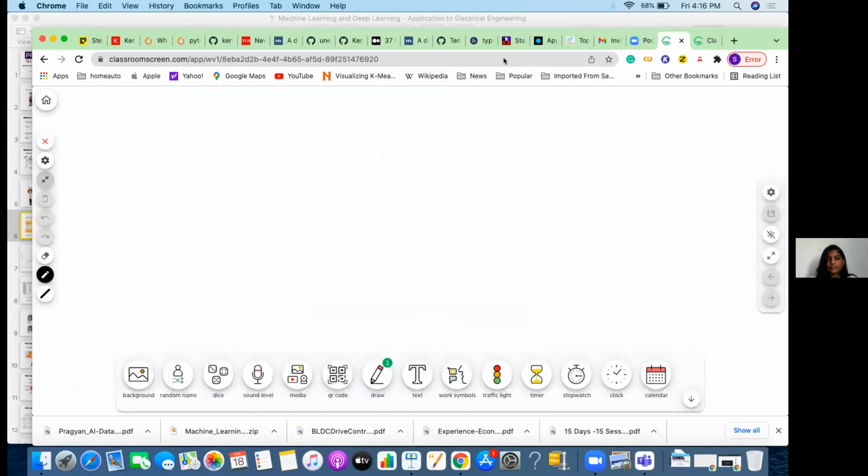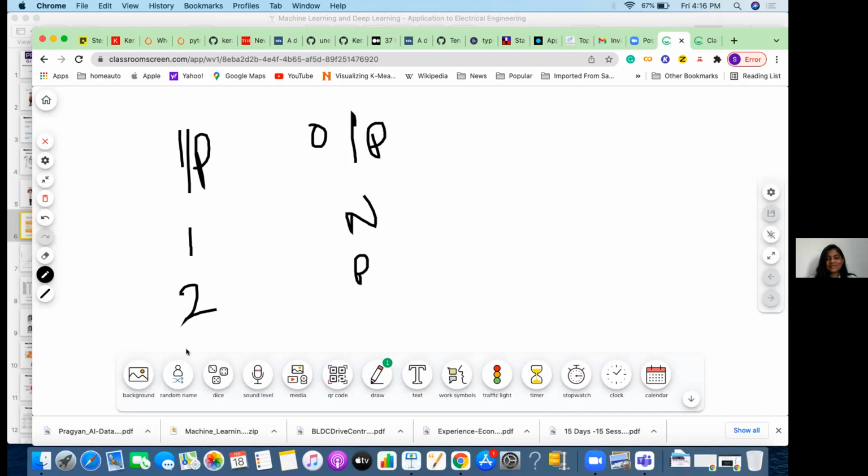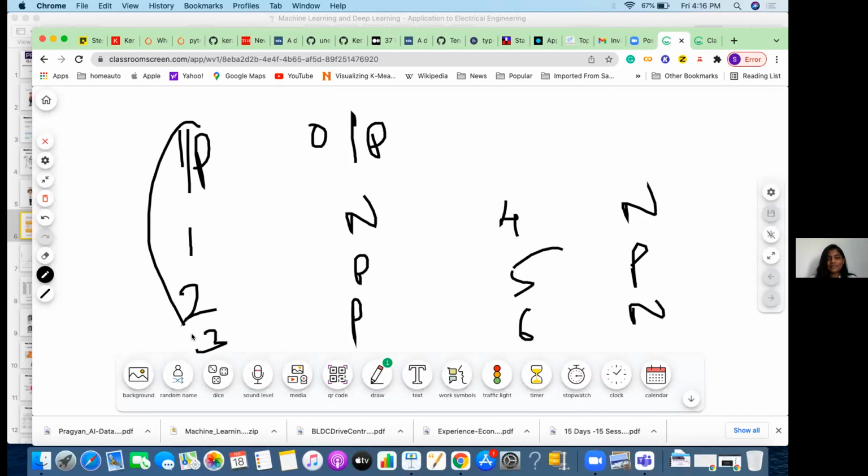So if I am trying to teach the machine about prime numbers, I have to say what the input is and what the output is. For example, 1 is not a prime number, 2 is a prime number, 3 is a prime number, 4 is not a prime number, 5 is a prime number, and 6 is not a prime number. So I am trying to give this input and output.